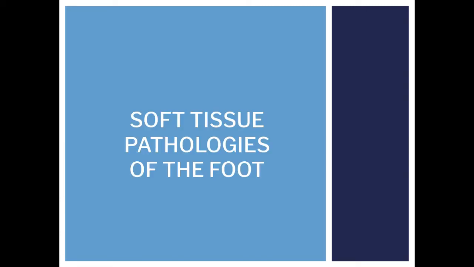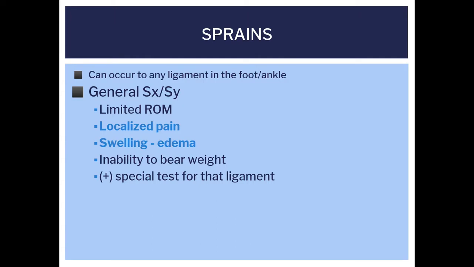All right, our soft tissue pathologies of the foot. So we have sprains, and we've talked about this briefly when we covered, I believe, the muscular system and skeletal system last year in medical careers, but they can occur in any ligament in the foot. And just remember, sprains are specific to ligaments, whereas strains are specific to muscles and tendons.